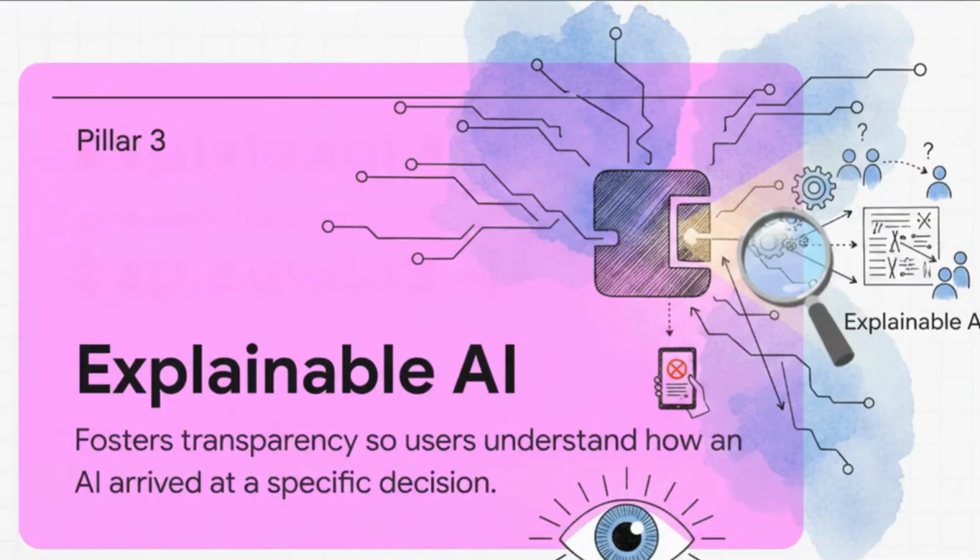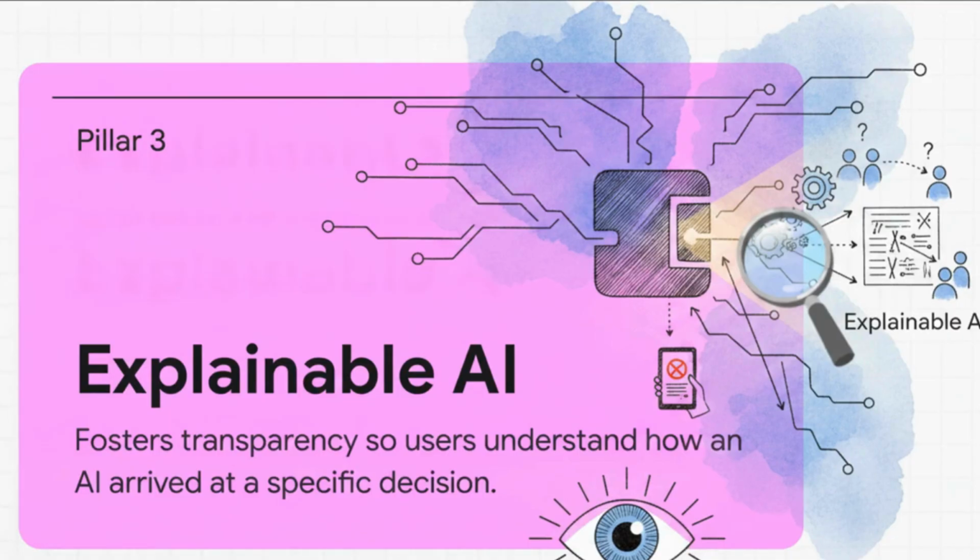Next up, we arrive at Pillar 3, explainable AI, often abbreviated as XAI. I know, it sounds like total tech jargon, but its core purpose is entirely human-centric. XAI is all about fostering transparency. It ensures that an AI system isn't just this mysterious black box spitting out a yes or a no.